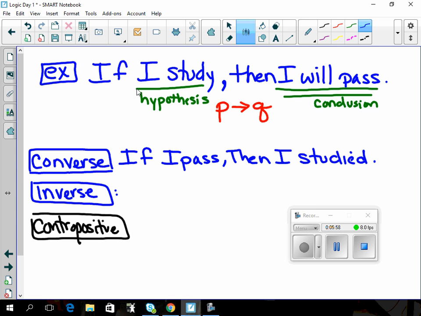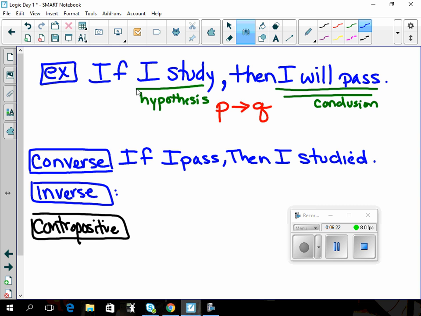I'm not going to be super picky about the tense of your verb. If you just wrote studied, that would be okay. But notice what happens. I just switched what follows the if and the then. Are we okay with that? Yeah? Any questions? All right. What about the inverse?